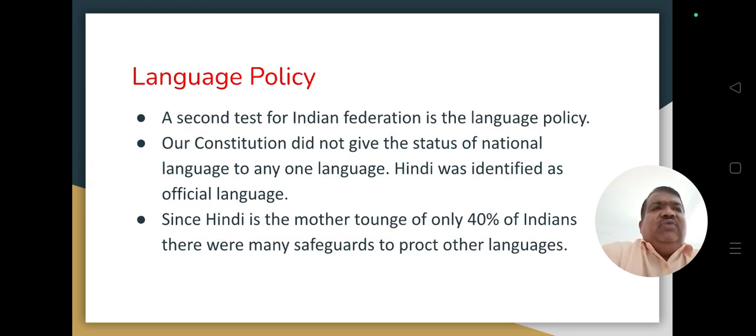The second one is language policy. In the Indian Federation, our constitution did not give the status of national language to any one language. Hindi was identified as an official language. Many people think that Hindi is our national language. In the constitution, nowhere is it written that Hindi is our national language. It is declared as the official language. Since Hindi is the mother tongue of only 40% of Indians, there were many safeguards to protect other languages.